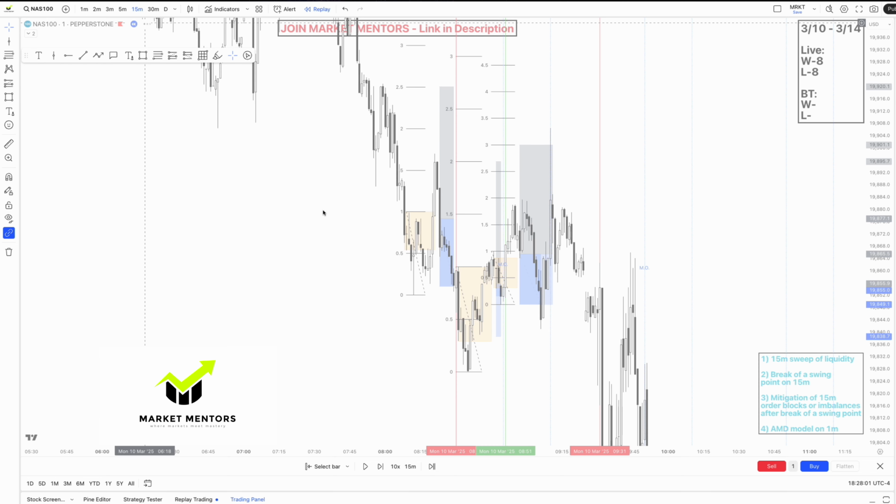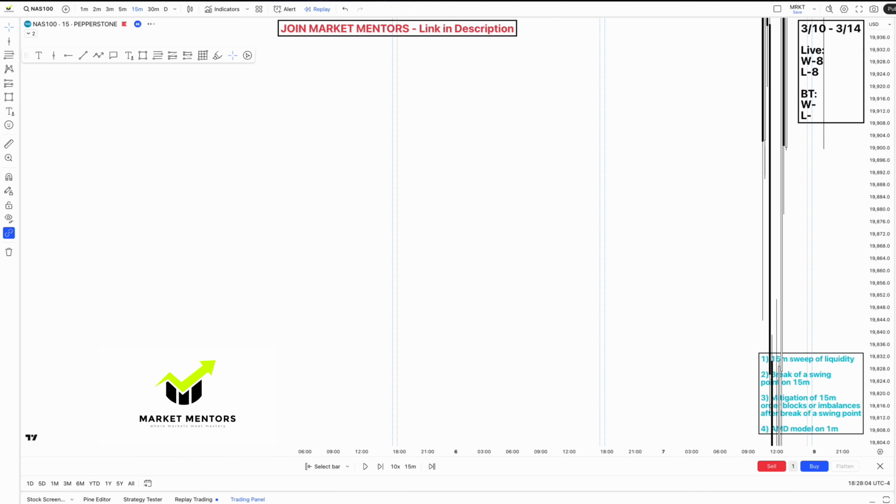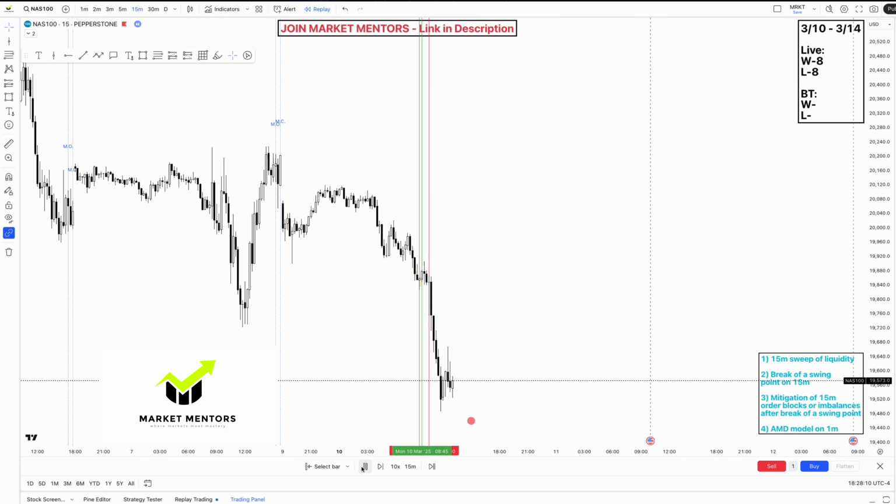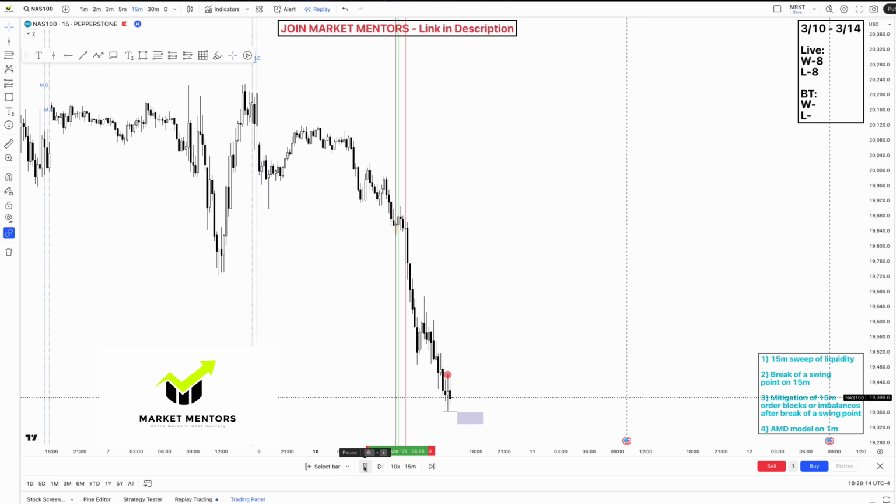The rest of these are going to be with a fresh pair of eyes. Now I'm going to compare my journal after I mark it up, so we'll see how the rest of these look. So let's go straight to Tuesday. And so far, I'm not seeing any areas of interest on the 15-minute as of yet.